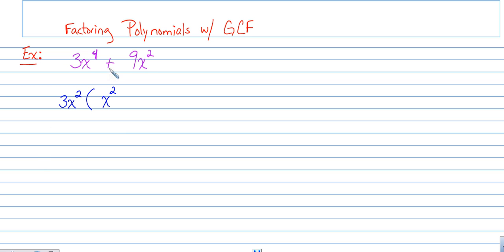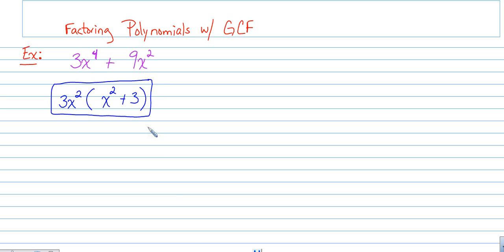Now we don't need this 1 in the front, so I'm going to erase it. And then we're going to look. We have positive 9 divided by positive 3. That gives us a positive 3. I have 2 x's, and I take away 2 x's, so I have no x's to write. And this is what our factored form will look like.